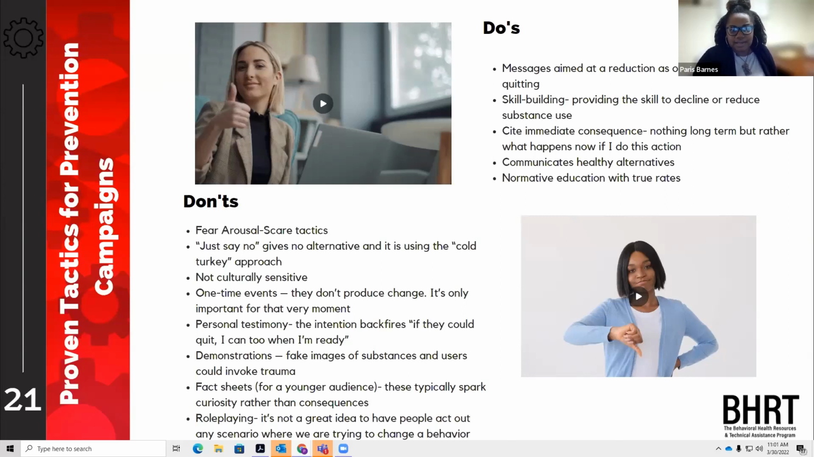Oh, and then role playing. Role playing is not a great idea to have people act out scenarios when you're trying to change a behavior. So why are we putting the behavior on display when we want them to change the behavior? And then they often become kind of funny and comical. And then again, you kind of lose the intention of what you wanted to do to begin with. So role playing is not usually a really good thing for prevention. It's good for other things, but maybe not prevention.